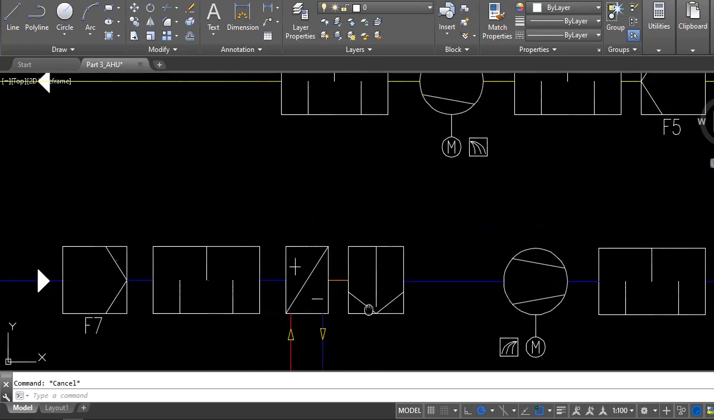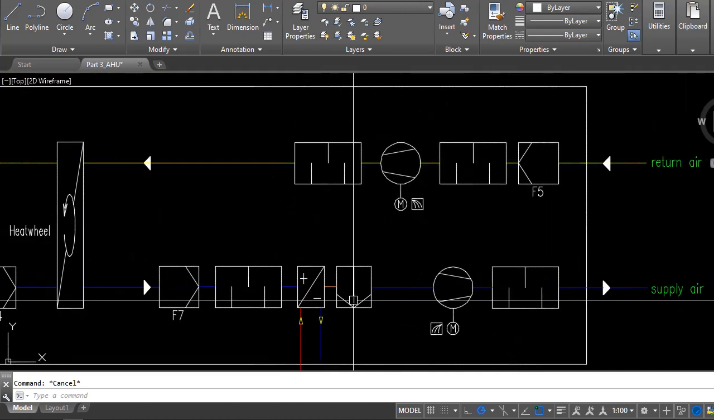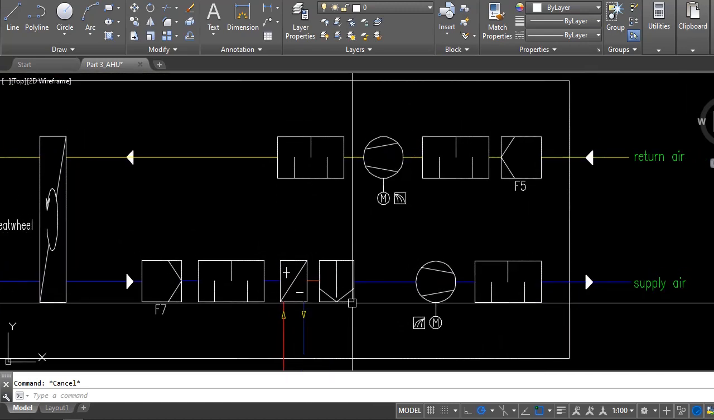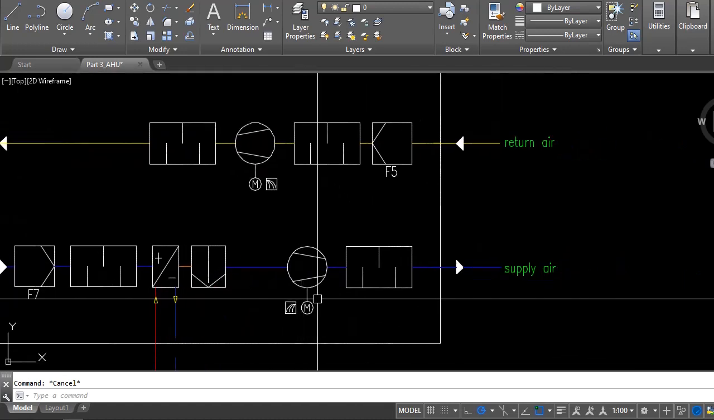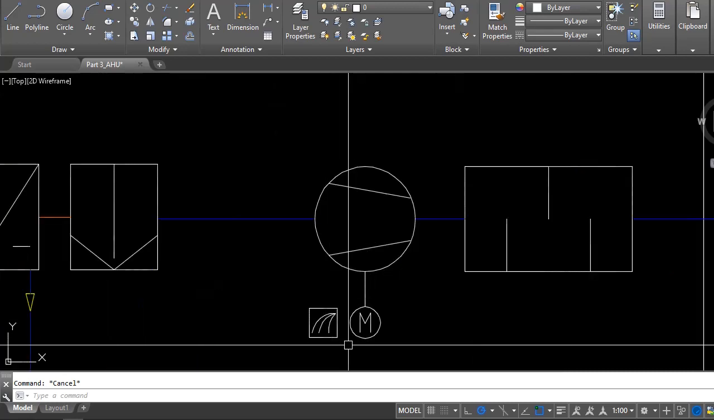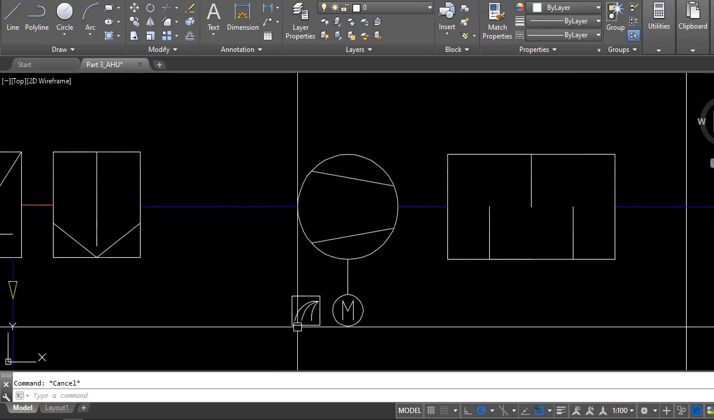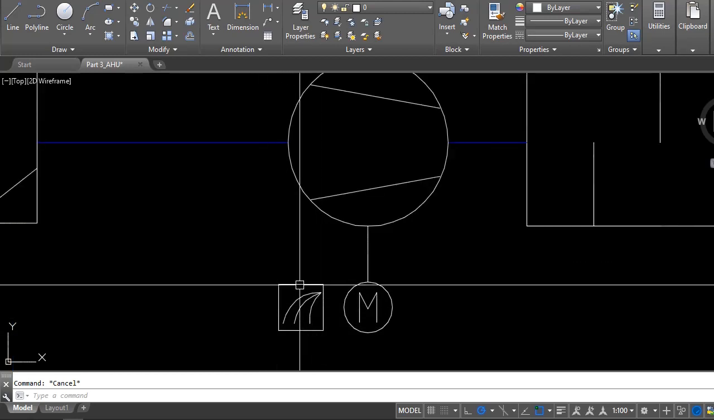Here, next to the heating coil, is a drip flap. This is used to collect and eliminate the condensate. After this, there is the supply fan. It is equipped with a frequency converter. This is the frequency converter here.